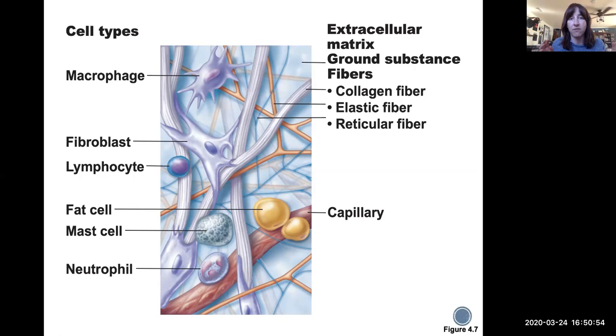If all three fiber types are present in a cell, in a tissue type, I'll have to label them carefully for you guys so that you'll know which they are, so that you don't have to memorize it by color or something weird like that, or thickness or whatever.